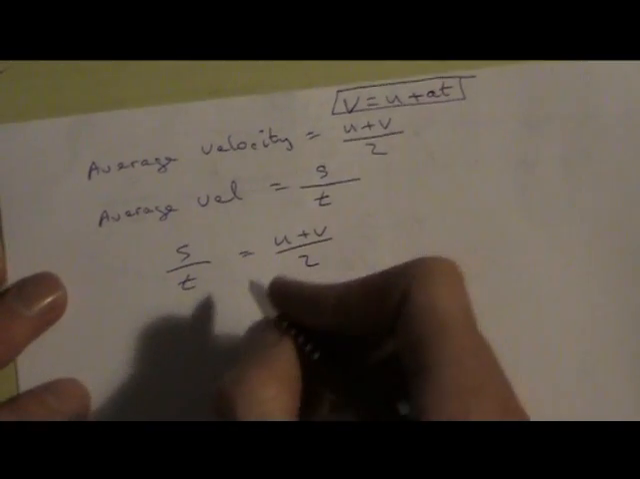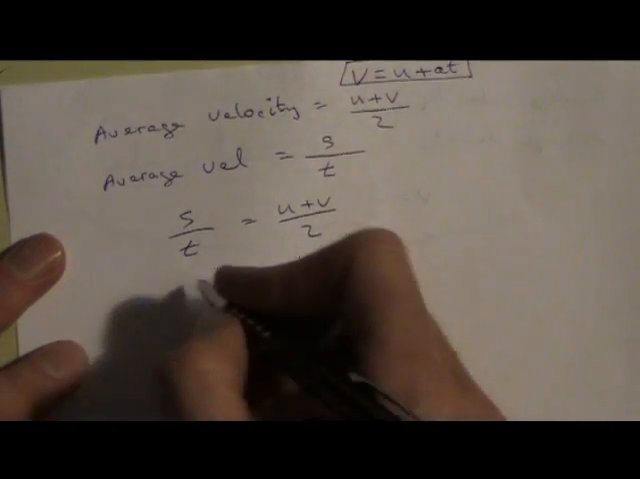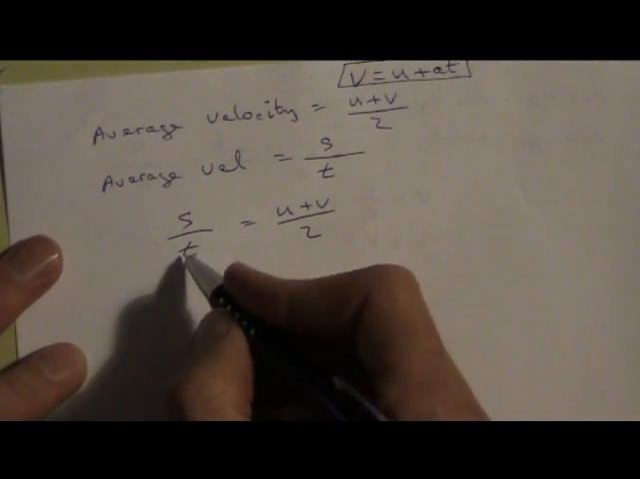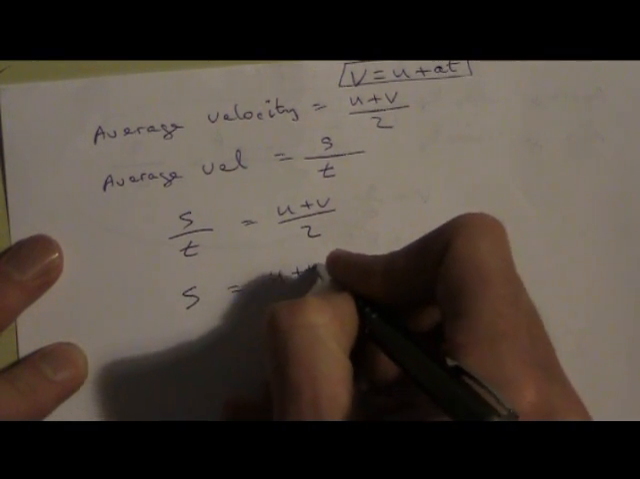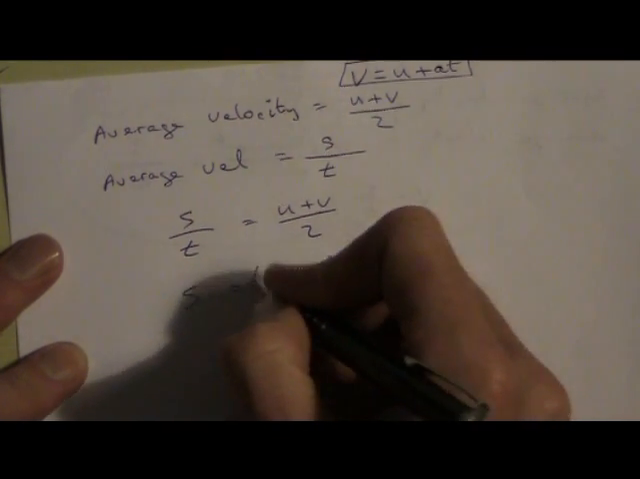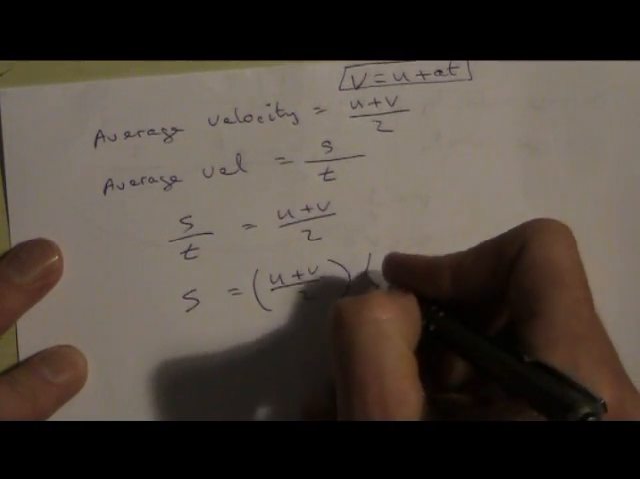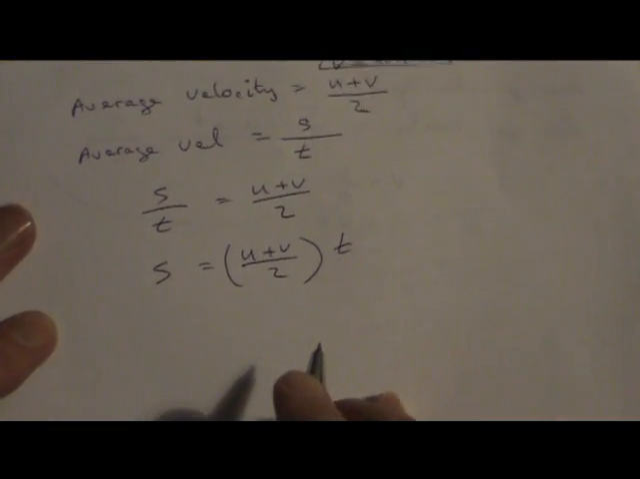Now for this equation I wanted it all in terms of s, so I'm going to leave the s here and bring the t across, so s is equal to u plus v over 2, all multiplied by, when the t comes across, it's going to be multiplied by t, like that.